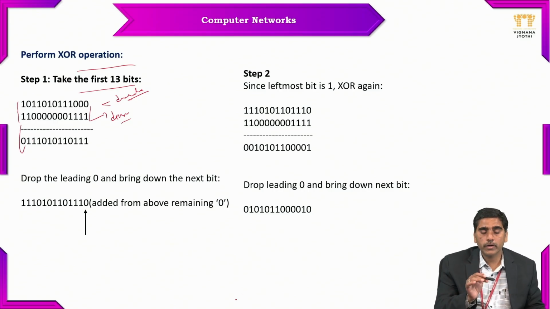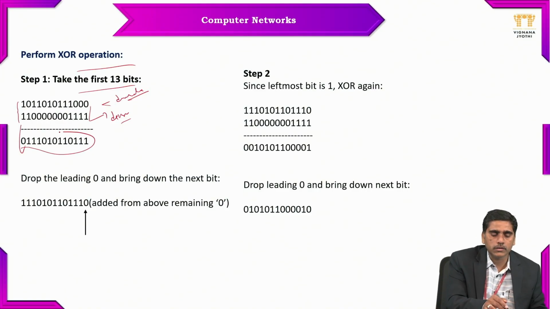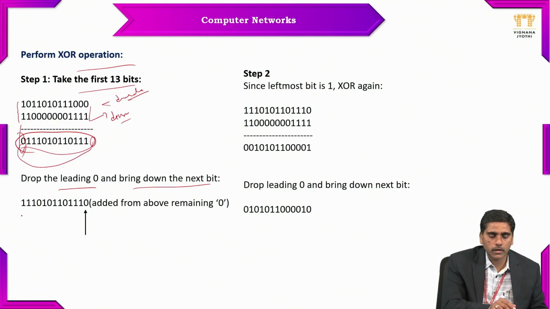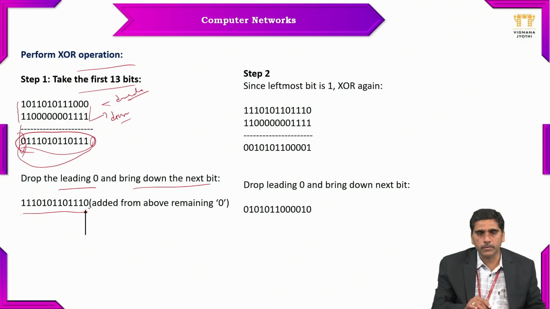Like that you can perform the XOR operation on both the dividend and divisor. Now after getting all these results, drop the leading 0, that means drop this leading 0 and bring down the next bit. After removing this one, we bring down a 0 from the remaining zeros, and then the data will be like this: 1 1 0, 1 1 0 and 1 1 0. This is the next bit.